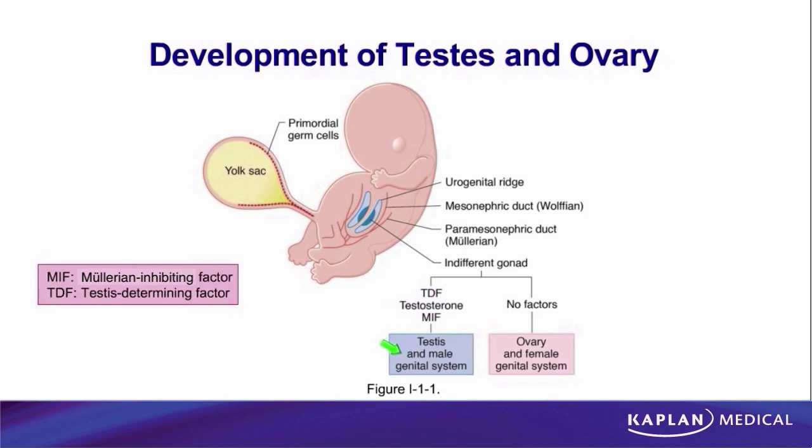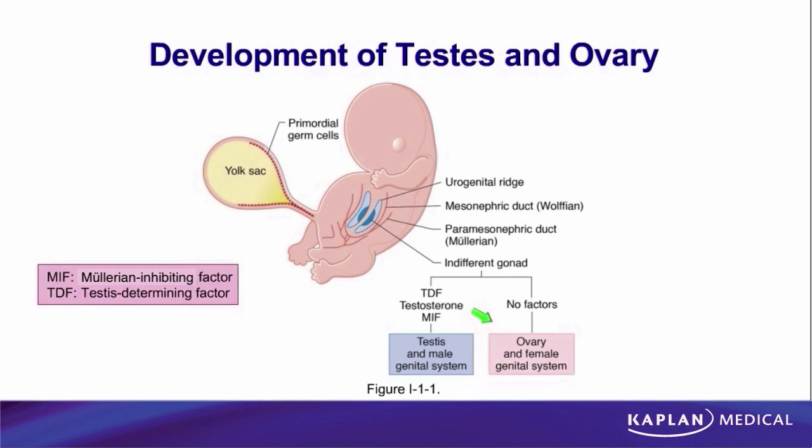But if there is no Y chromosome, so there is no TDF, then instead of a testis, we have an ovary. And with an ovary, we don't have the high levels of testosterone, so we don't develop a male genital system, and we don't inhibit the Mullerian duct, so we do have a female genital system. So there are no factors necessary to give us a normal female with an ovary and a female genital system. Okay, so that's how we determine whether it's male or female.